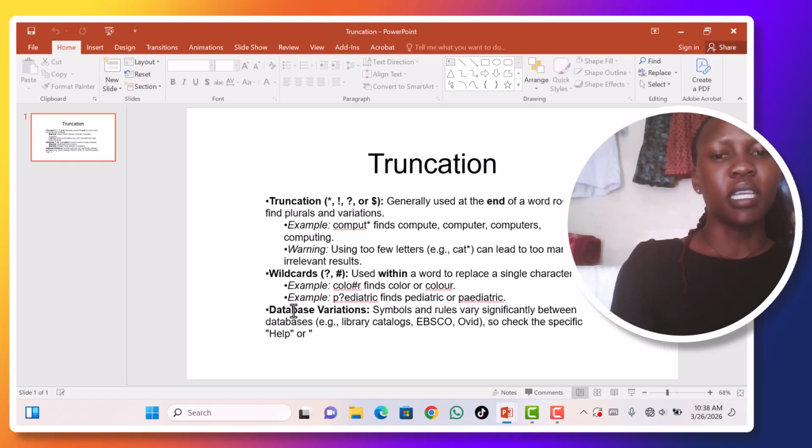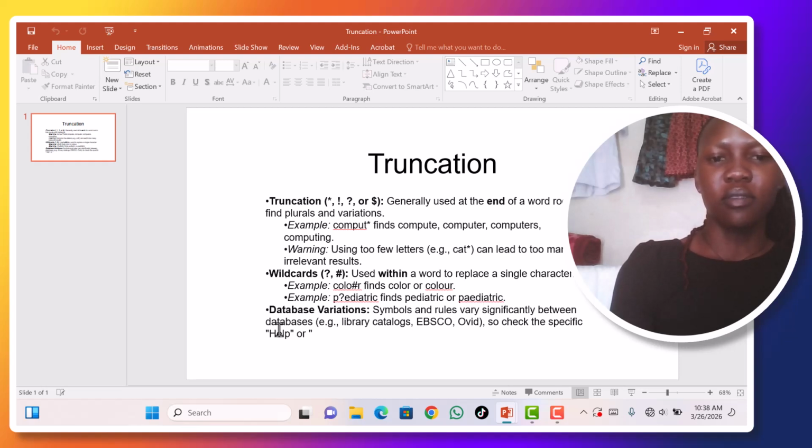Color. Example 2, we have with a question mark, P question mark diatric. We have to find the letter which is missing here. We have found it to be E, so we can read it as pediatric or paediatric. That's what we have found.